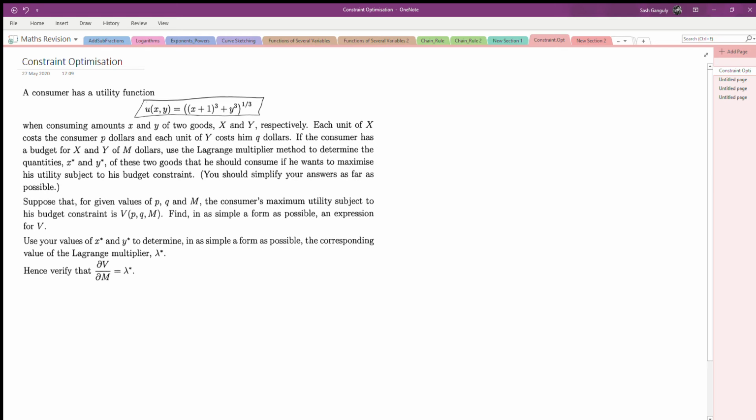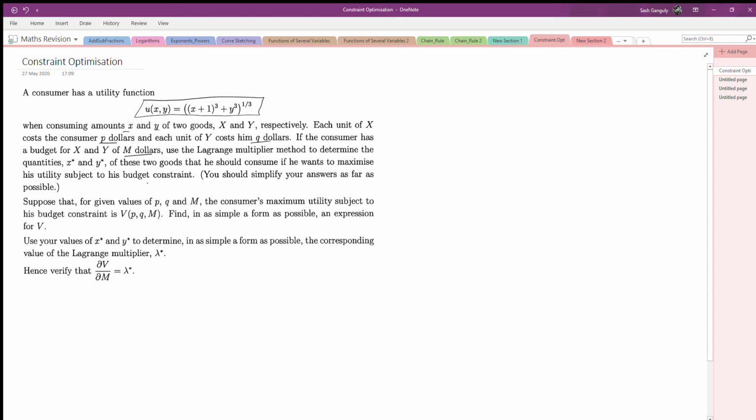So in this question, again, please take some time to go through the question really carefully. What we have is a utility function where two quantities, small x and small y, are given for two goods, capital X and Y, right? And the price is given for each. Then there is a budget provided, that the consumer has a budget of $M. Use the Lagrange multiplier method to determine the quantities X star and Y star that should maximize his utility, subject to this budget constraint.